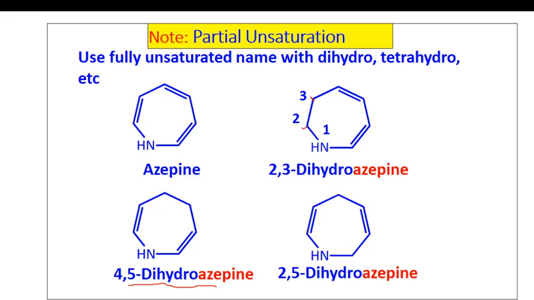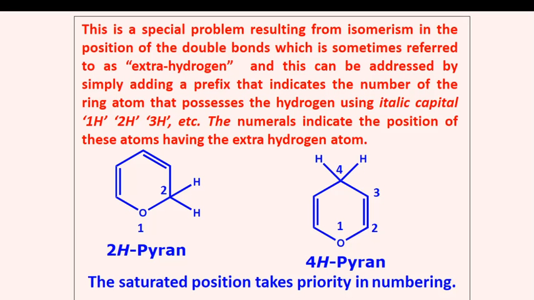So this is a general structure for azepine, and these are the structures containing extra hydrogen atoms. So these are unsaturated and saturated forms of heterocyclic compounds. This is a special problem resulting from isomerism in the position of the double bonds, which is sometimes referred to as extra hydrogen, and this can be addressed by simply adding a prefix that indicates the number of the ring atom that possesses the hydrogen using italic capital 1H, 2H or 3H, etc. So you have to use the italic capital H while naming heterocyclic compounds. The numeral indicates the position of the atom having the extra hydrogen atom.